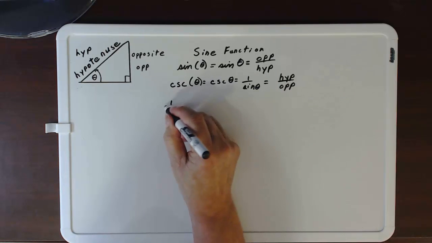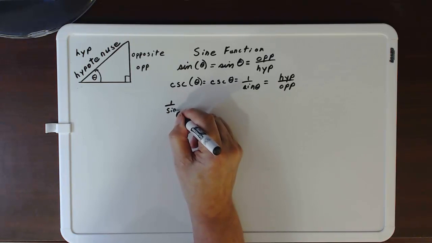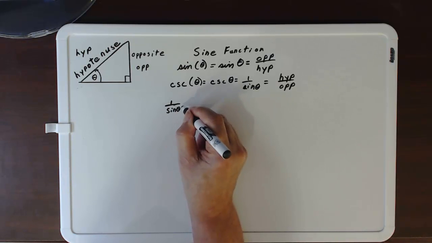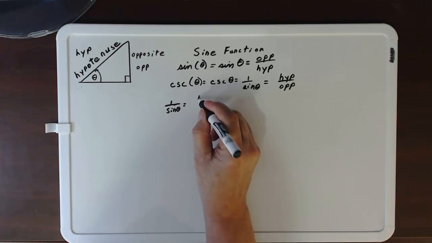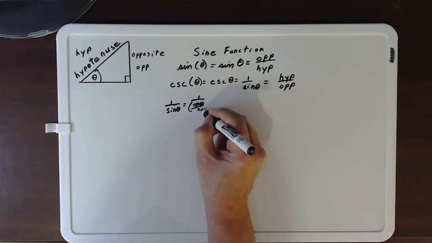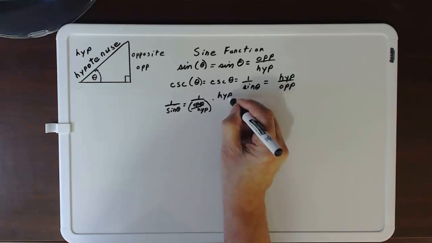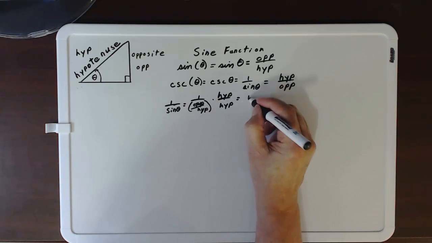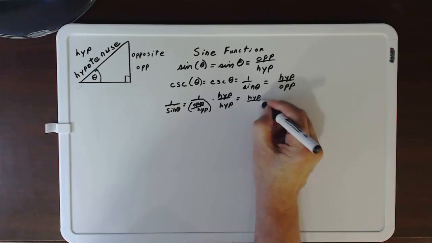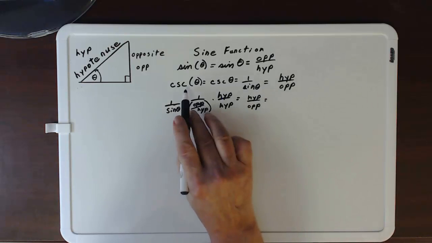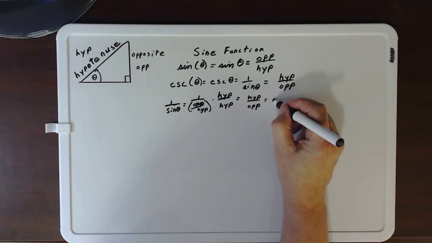Notice that 1 over the sine of theta equals 1 over the opposite divided by the hypotenuse. We multiply the numerator and denominator by the hypotenuse to obtain the hypotenuse over the opposite side. And this is exactly the cosecant of theta.